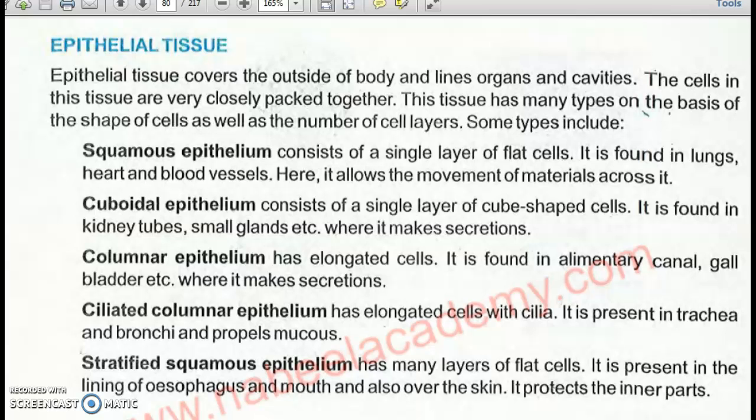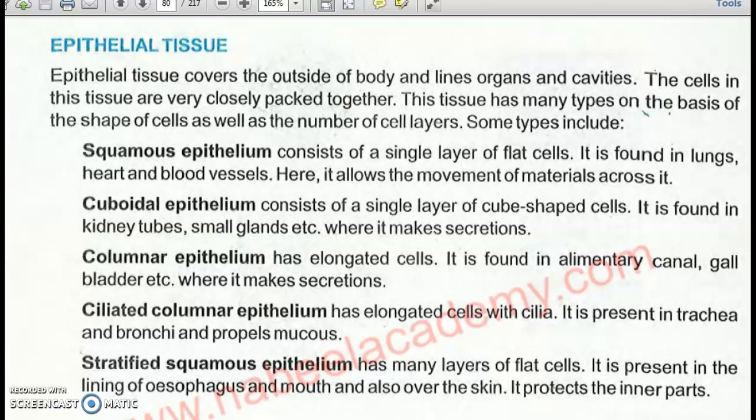The first one is squamous epithelium. Second one is cuboidal epithelium. Third one is columnar epithelium. Number 4 is the ciliated columnar epithelium. And the fifth one is the stratified squamous epithelium.